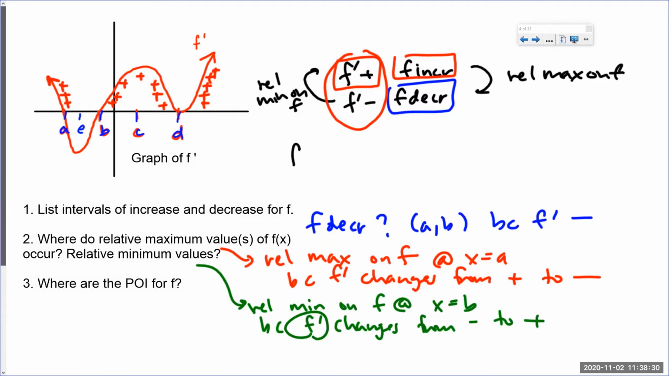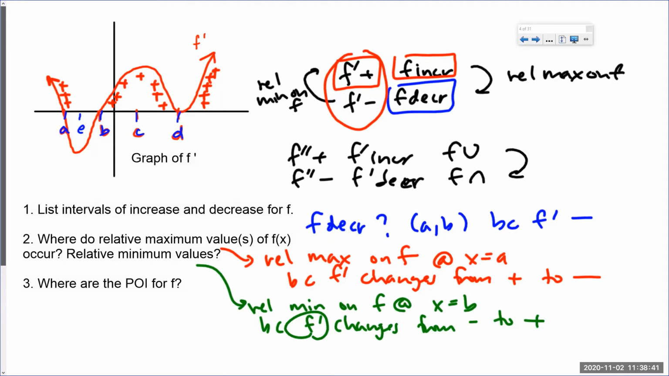So I'll have to go back to F double prime positive: F prime is increasing, F is concave up. F double prime negative: F prime is decreasing, F is concave down. If you move between the bottom and the top row, you have what's called a POI. Make sure you understand that's a POI on the function F. Everything in black here, guys, if you memorize it and understand how to use it, I think you'll make 100 on your next test. But the whole thing is knowing how to use this, okay?